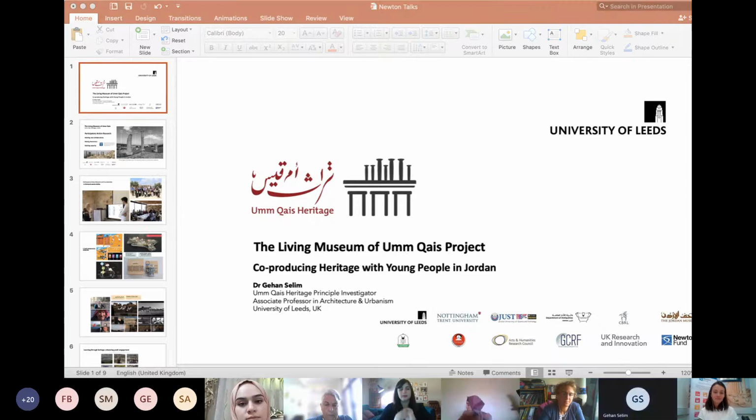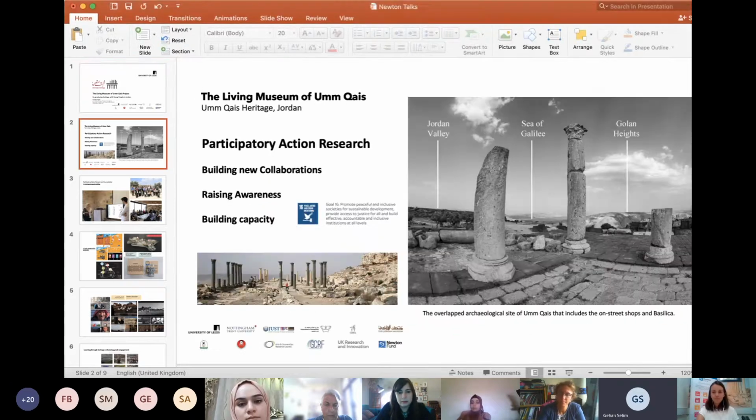Why the Living Museum, and why did we want to look at Qais? Just very briefly, Qais is a distinctive archaeology and heritage site in northern Jordan, and it was added to the UNESCO Tentative World Heritage List in 2001. The remains of the city still show theaters, churches, baths, and old Roman artifacts.